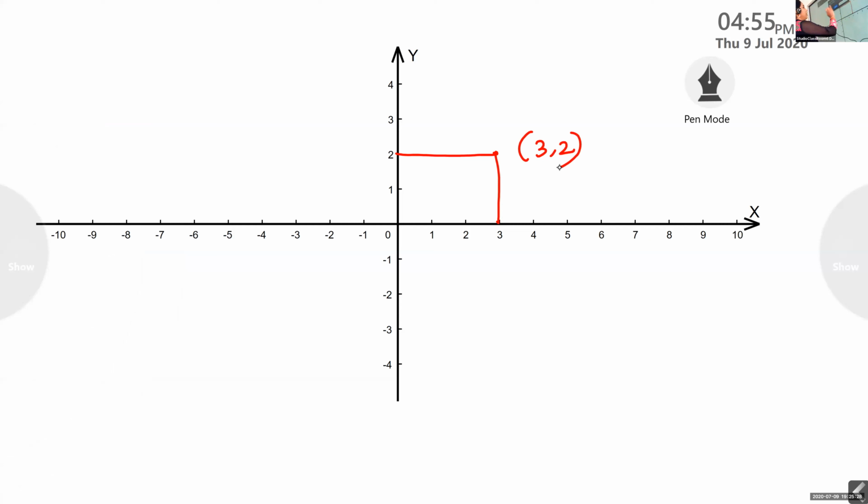So what is the X coordinate? 3. What is the Y coordinate? 2. And the X coordinate, you see, is the distance from the Y axis. 1 unit, 2 units, and 3 units. Can you see? Yes, ma'am. So it is the distance from the Y axis. And what is the Y coordinate? The Y coordinate is 2, and it is the distance from the X axis.